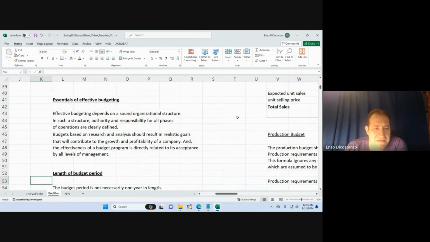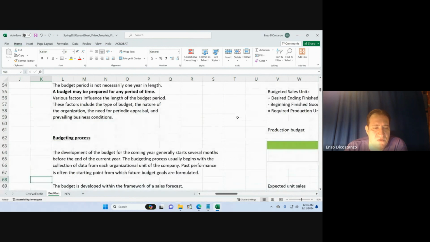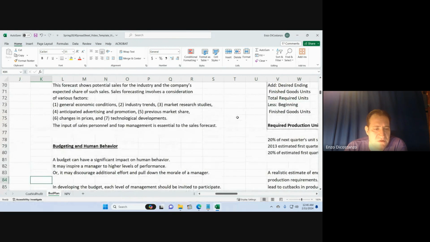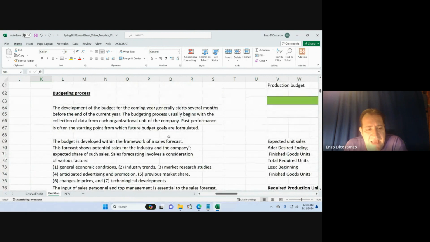Okay, so length of the budget, essentials of effective budgeting. These are all part of the budgeting process: the length of time that you're going to create these budgets for, how people are going to be impacted by this, and all these factors here. Sales forecasting involves consideration of a variety of factors.